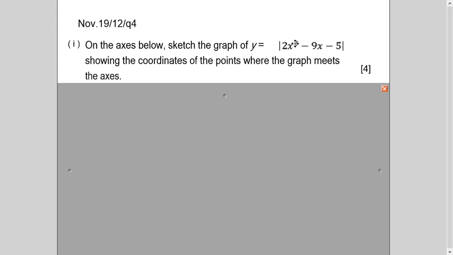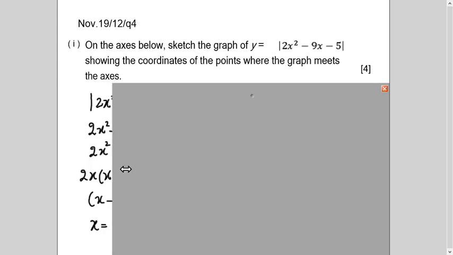So first of all, the first step is, without considering modulus, you will just sketch a curve of 2x squared minus 9x minus 5. So forget the modulus for the time being and let's sketch that curve. Now you have studied in quadratic functions that when we sketch it, either we need to change it into completing square form, or if we can factorize, it's better to factorize it. So here I have solved it by factorizing it.